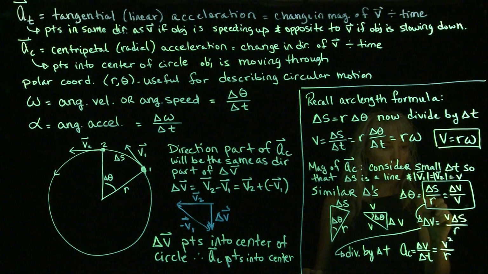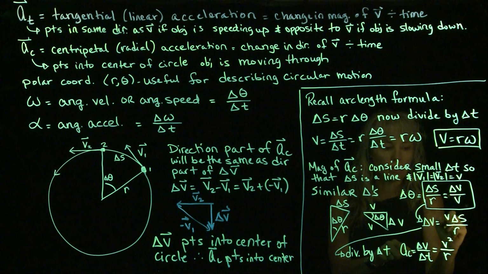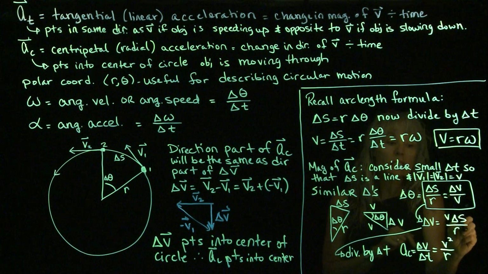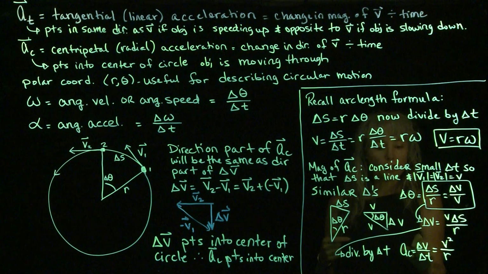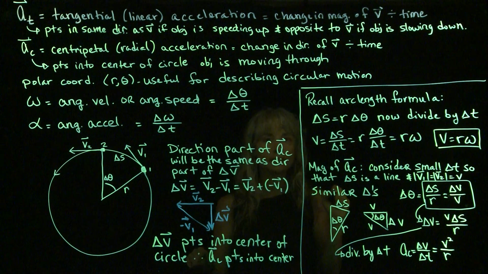So now just solving for delta V in this square gives us V delta S over R. And lastly, we're just going to divide both sides now by delta T. And when we do, now we have the magnitude of the centripetal acceleration, because delta V over delta T is the magnitude part of the centripetal acceleration. So you can see here that when I divide by delta T on this side, I'm going to have delta S over delta T. That's going to give me another factor of V, so I'm going to have a V squared here, and R in the denominator. So the magnitude part of the centripetal acceleration is V squared over R, and the direction part of the centripetal acceleration is into the center of the circle.